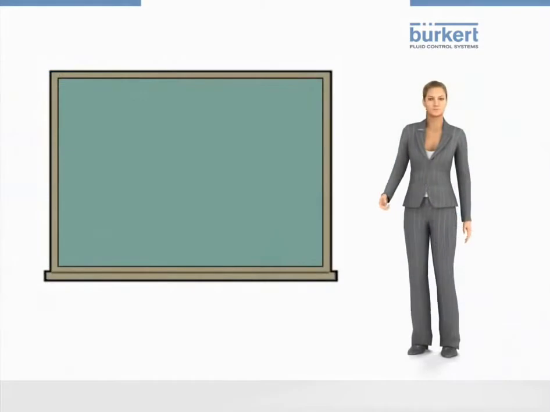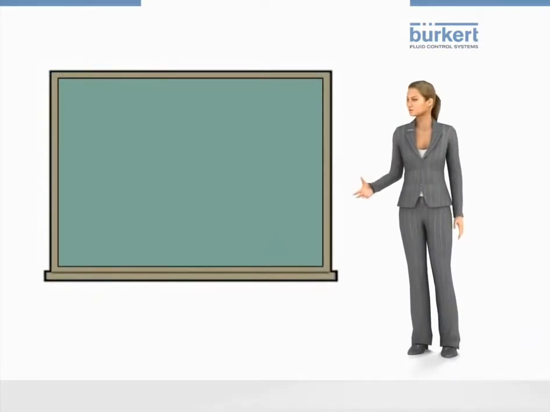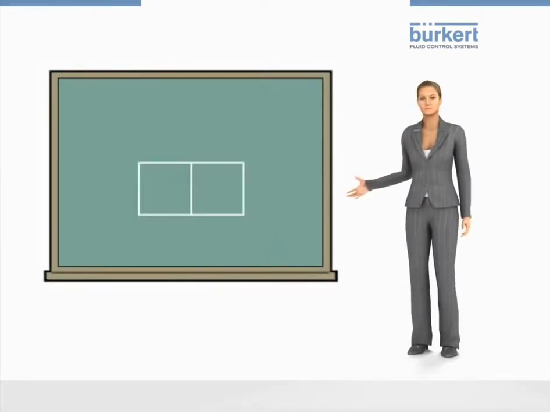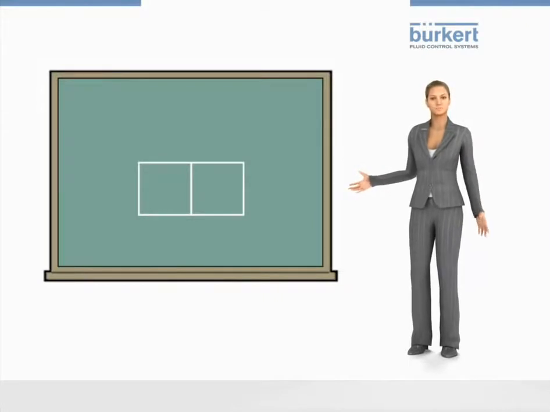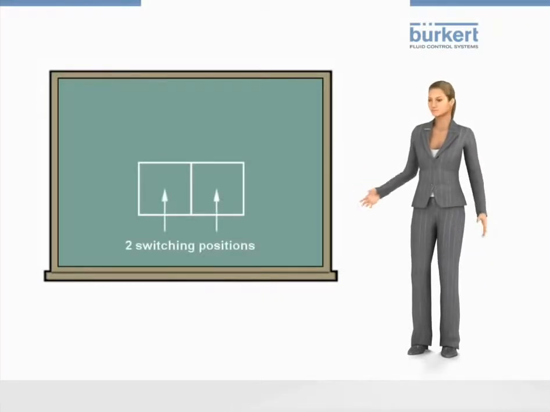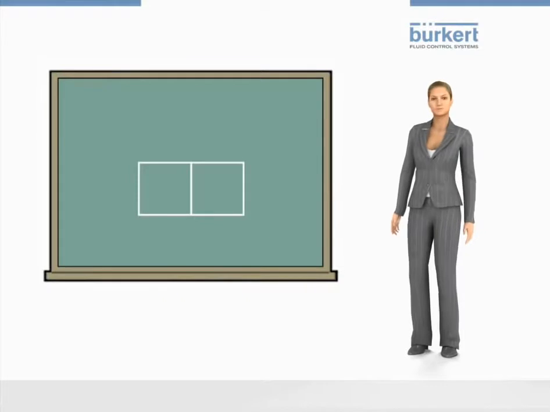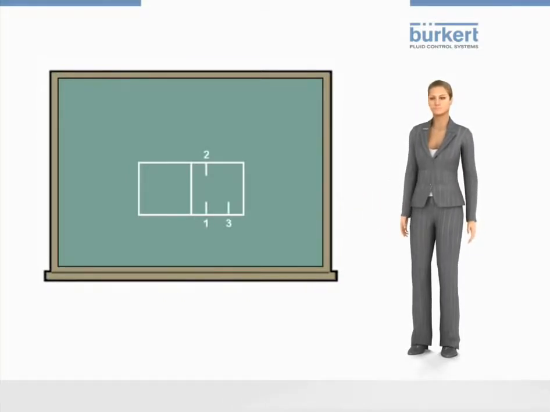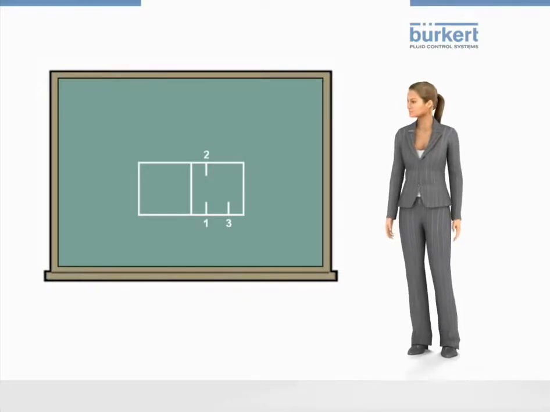Each switching position is illustrated by a square. This symbol represents a two-way valve, as it has two switching positions. The ports are represented by lines connected to the square. The port lines are connected to the switching position that is currently active.